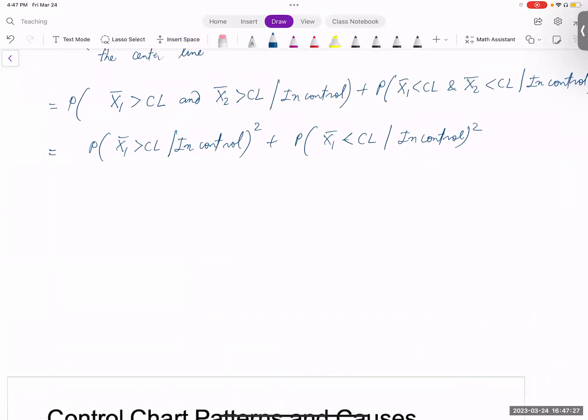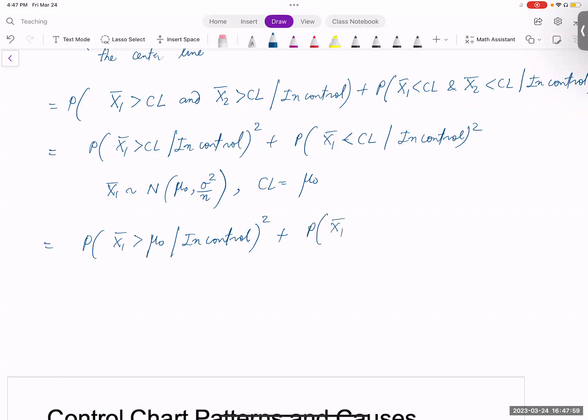Okay, now what do we know about X1 bar? X1 bar follows a normal distribution with mean mu0 and variance sigma square over n. And what is center line? Center line is always mu0. So now I can say that this is equal to probability X1 bar greater than mu0, given the process is in control, raised to the power 2, plus probability X1 bar less than mu0, given the process is in control.